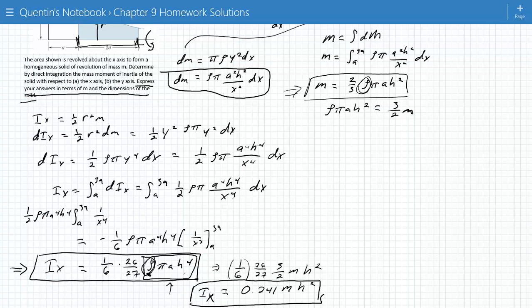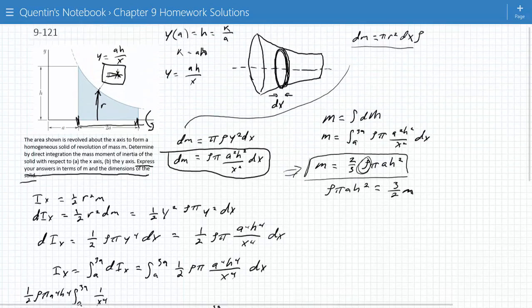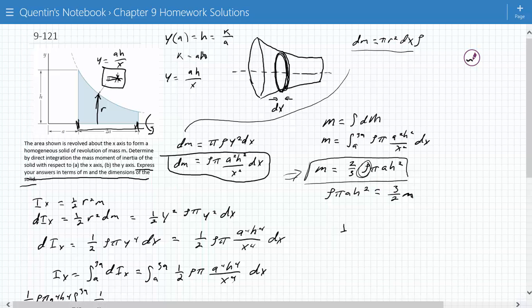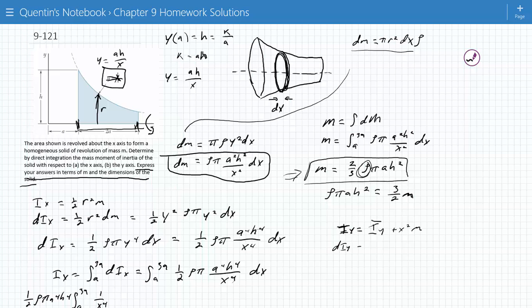Okay, we're going to do Iy now. And what do we know about Iy? Well, I'm going to do a little bit here, and then I'm going to scroll down a second. Iy is the parallel axis term. So what do I know about Iy of that differential strip? It's Iy bar plus x squared times mass, right? But we're dealing with dIy, which is dIy bar plus x squared dm. So we're looking at, again, this little differential strip right here, and we know that.